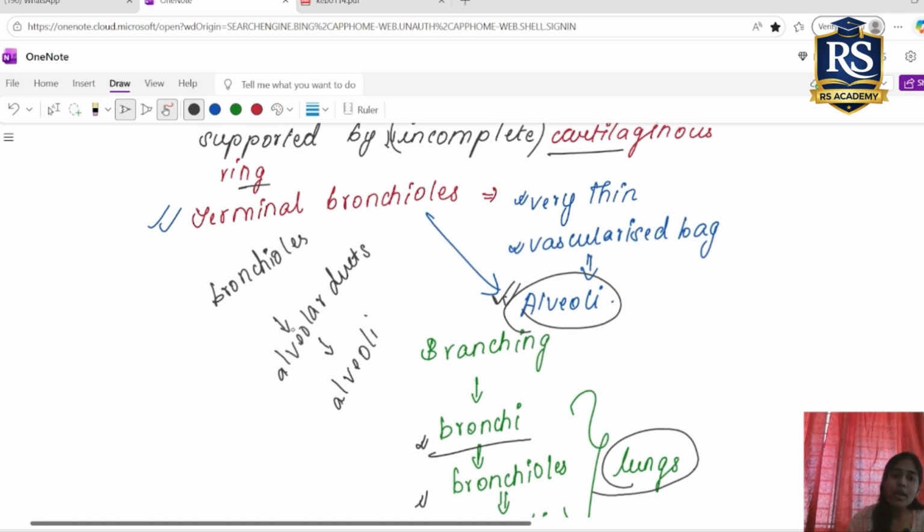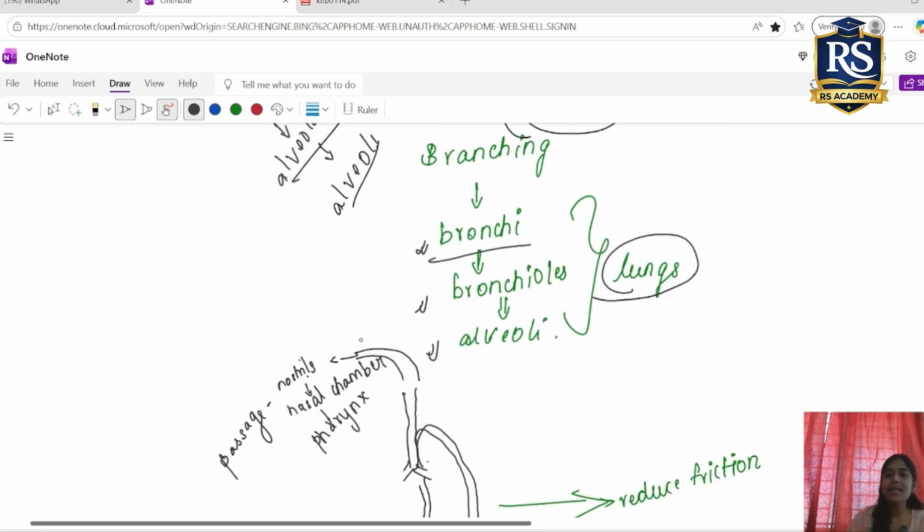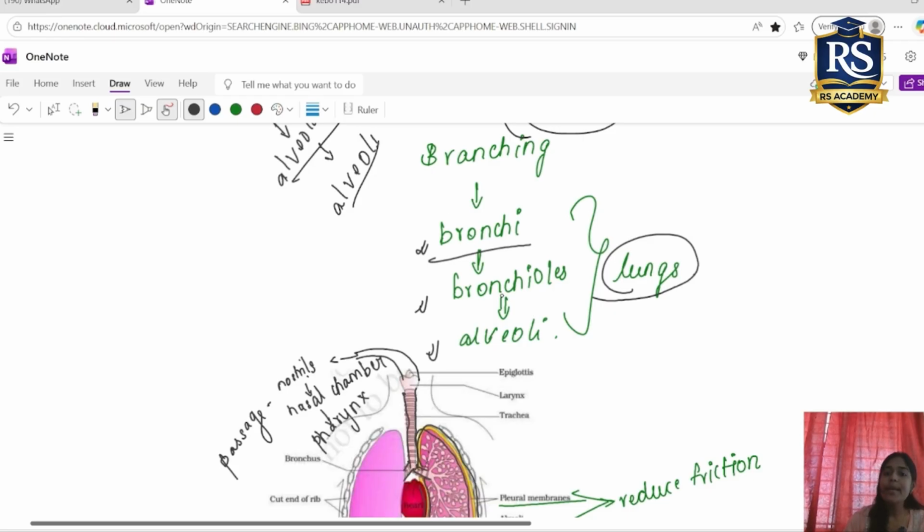The terminal bronchioles will be usually very thin and will be in the structure of vascularized bags. That is called alveoli. But the bronchioles don't directly form alveoli. From bronchioles, the alveolar ducts are formed, and from alveolar ducts, alveoli are formed. So the branching process is bronchi, bronchioles, alveolar ducts, and then comes the alveoli. So all of these combine and make what?